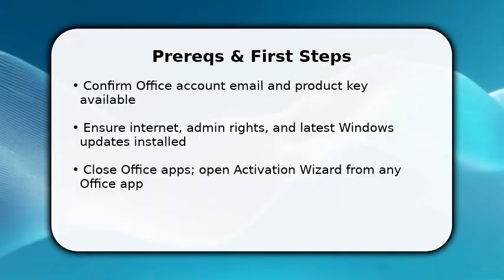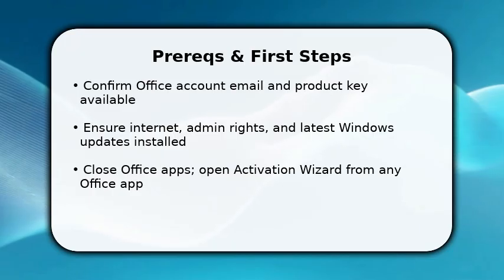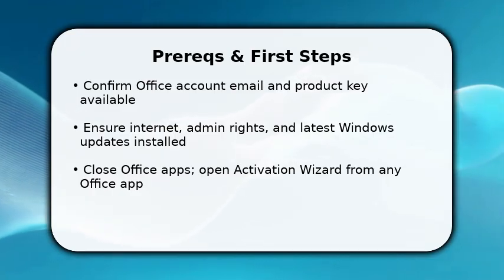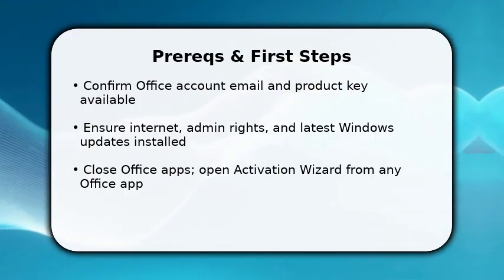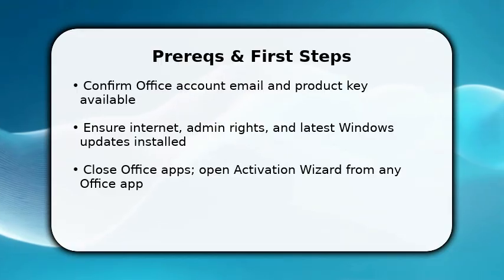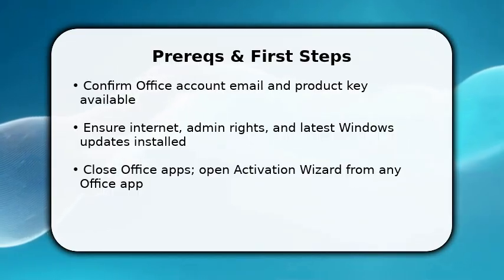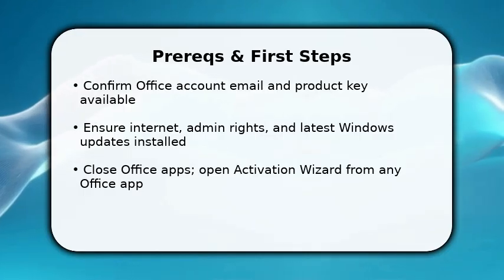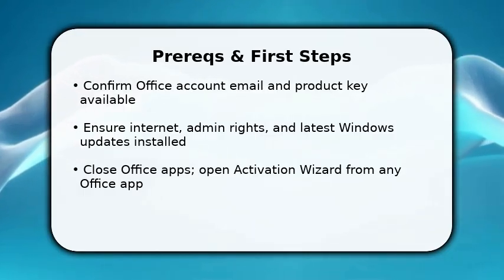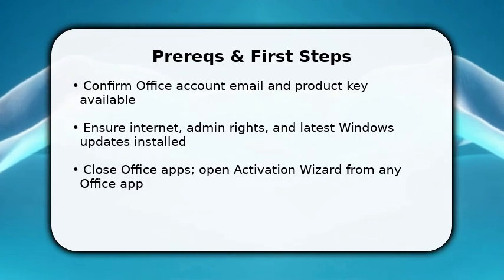Enjoy the video. You'll start by verifying the essentials so activation can proceed without interruption. Sign into the Office account tied to your license and have the product key ready. Make sure your PC is online and you have administrator rights. Once done, close all Office apps, then open Word and trigger the activation wizard from File account. This starts the authentication flow. Follow prompts to select your account or enter the product key so the activation service can validate your license.